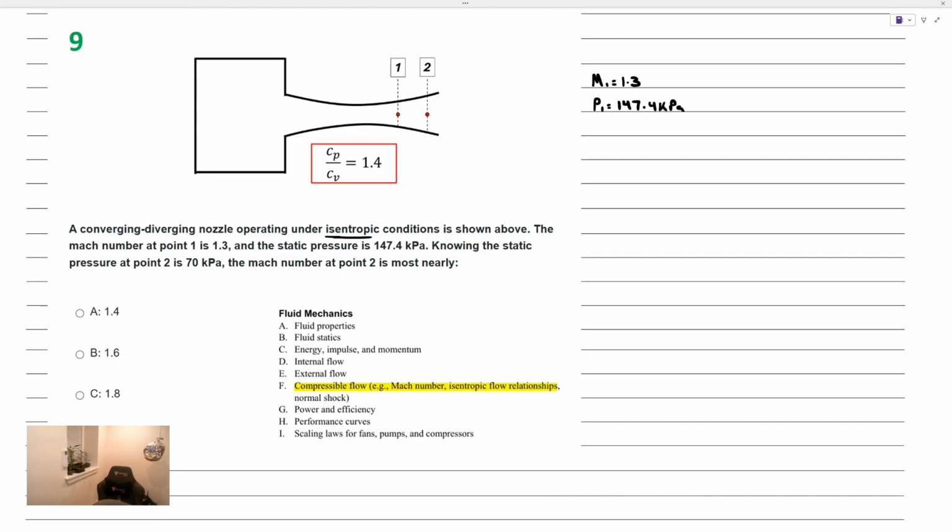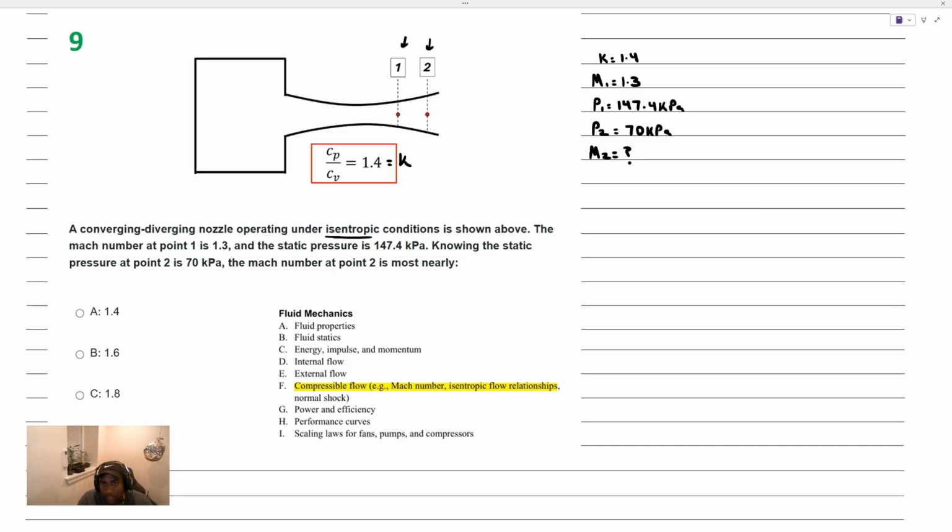Knowing the static pressure at state point 2 is equal to 70 kilopascals, and you can see some of these state points mentioned here, those stations. The Mach number at point 2 is what we're looking for. And you can see we're given a ratio of specific heats. This is known as K. K is equal to 1.4.